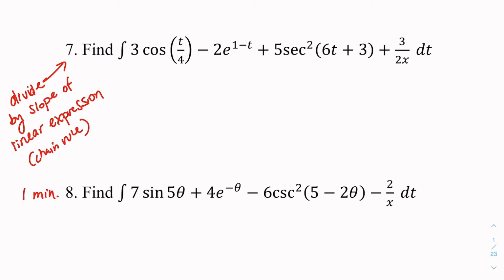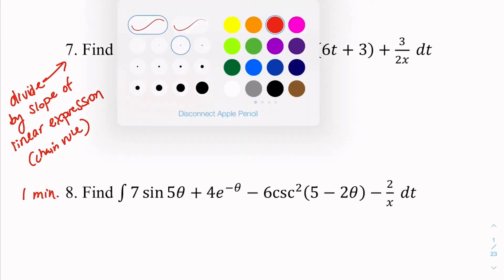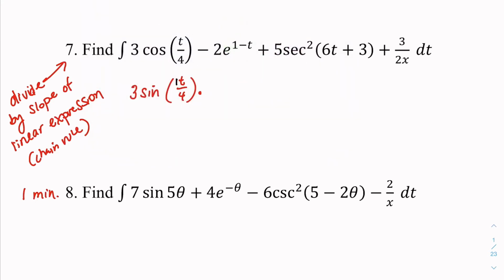So the integral of 3 cosine would be 3 sine. Our monkey stays the same, but we'll divide by the slope. Well, the slope here is 1/4. So dividing by 1/4 means we'll multiply by 4.